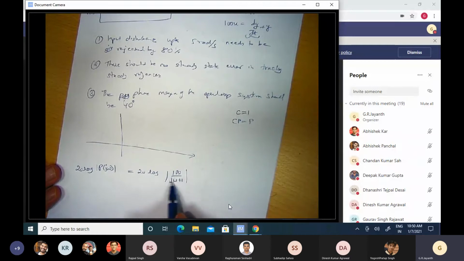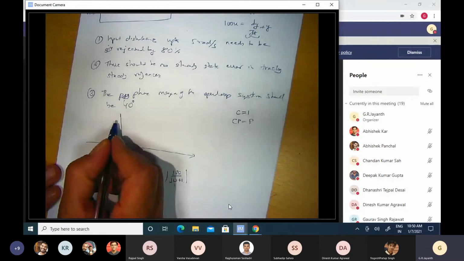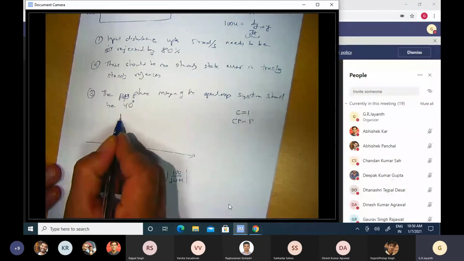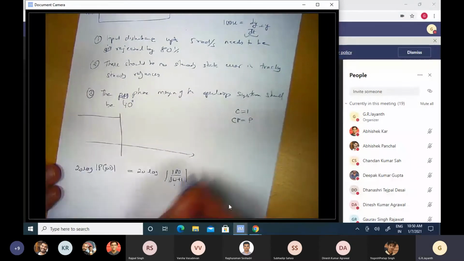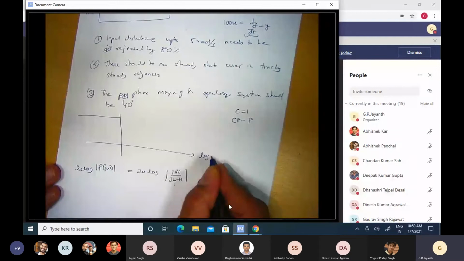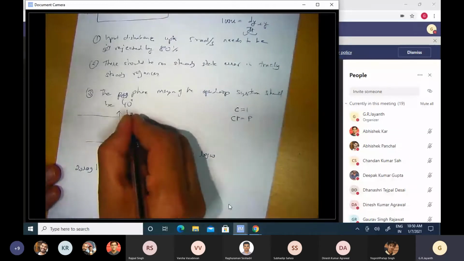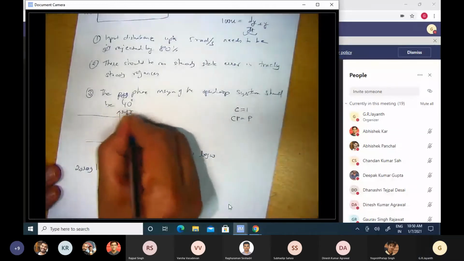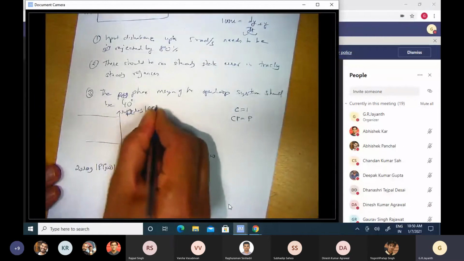And when omega is much larger than 1, this goes down as 1 over omega, right? So the Bode plot for this will look something like this. For low frequencies, this is log omega. This is the magnitude, 20 log magnitude of C times P.